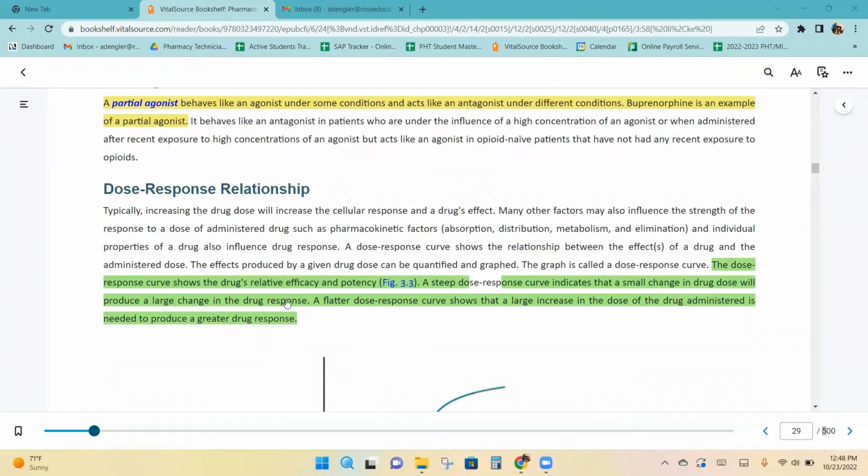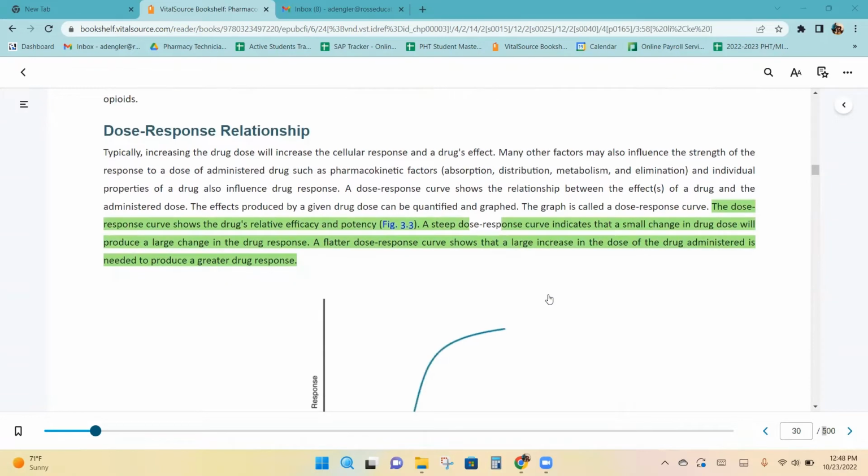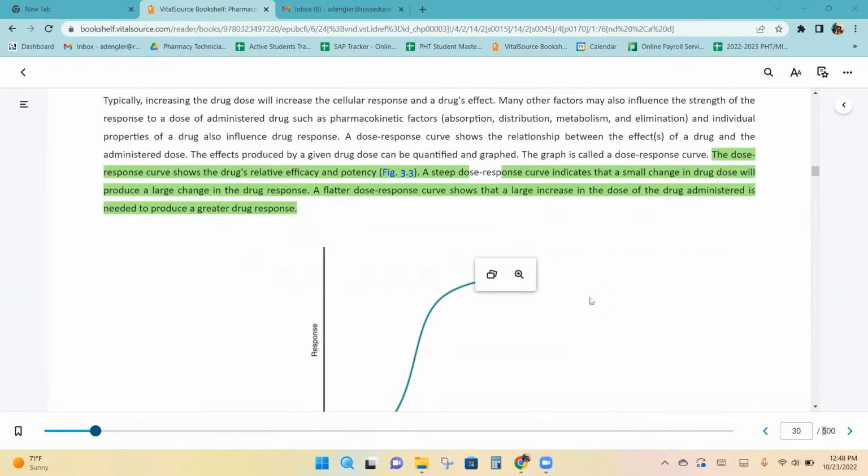Typically, increasing the drug dose will increase the cellular response in a drug's effect. Many other factors may also influence the strength of the response to a dose of administered drug, such as pharmacokinetic factors like ADME, absorption, distribution, metabolism, and elimination, and individual properties of a drug also influence drug response. A dose response curve shows the relationship between the effect of a drug and the administered dose. The dose response curve shows the drug's relative efficacy and potency.